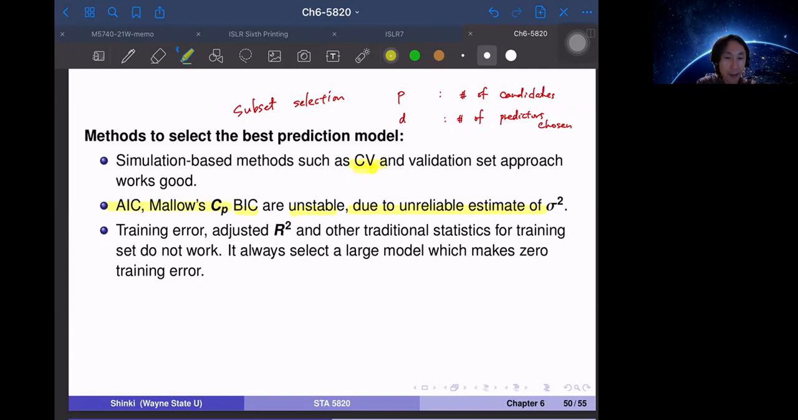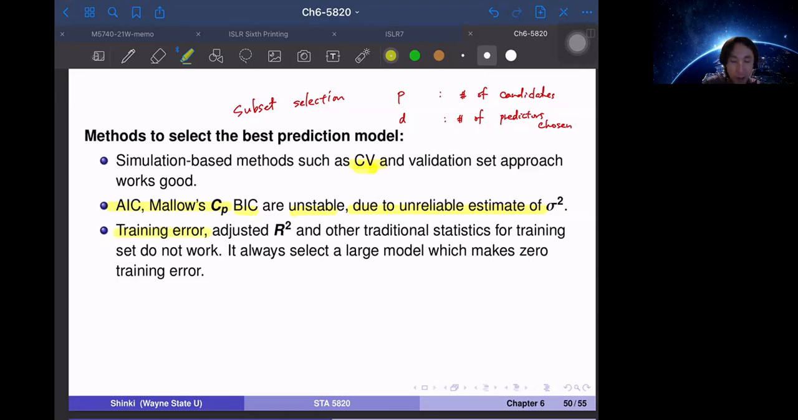So basically, this means that we have to use the likelihood function. That means we have to specify the model. We have to assume a specific model. But sometimes that model assumption is not entirely correct, or even if it's correct, it's really hard to estimate it precisely. So that's why they say AIC, Mallows' Cp, and BIC are unstable compared to cross-validation.